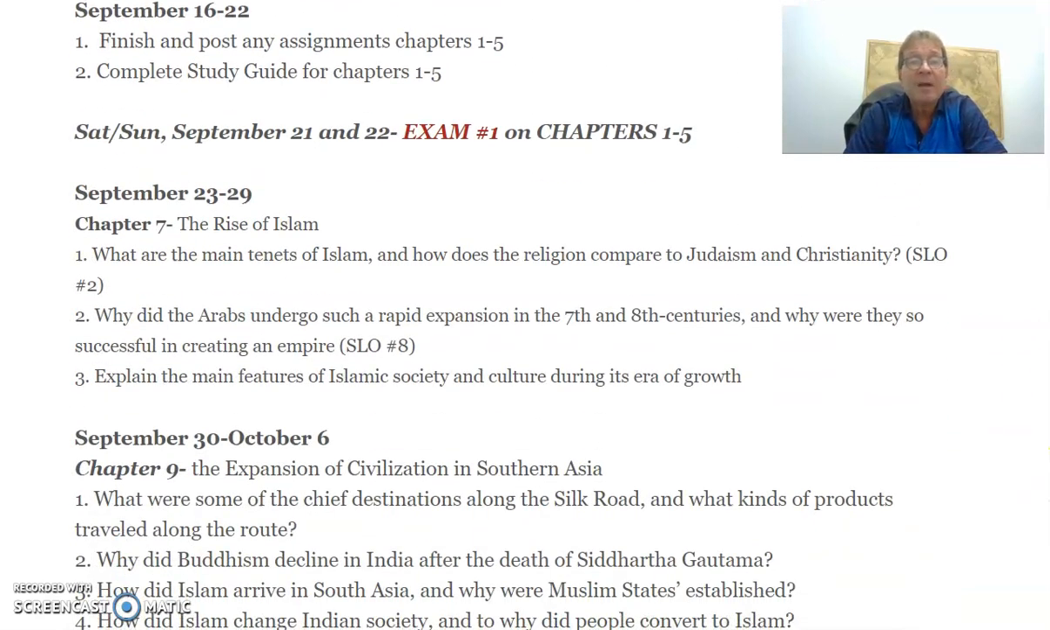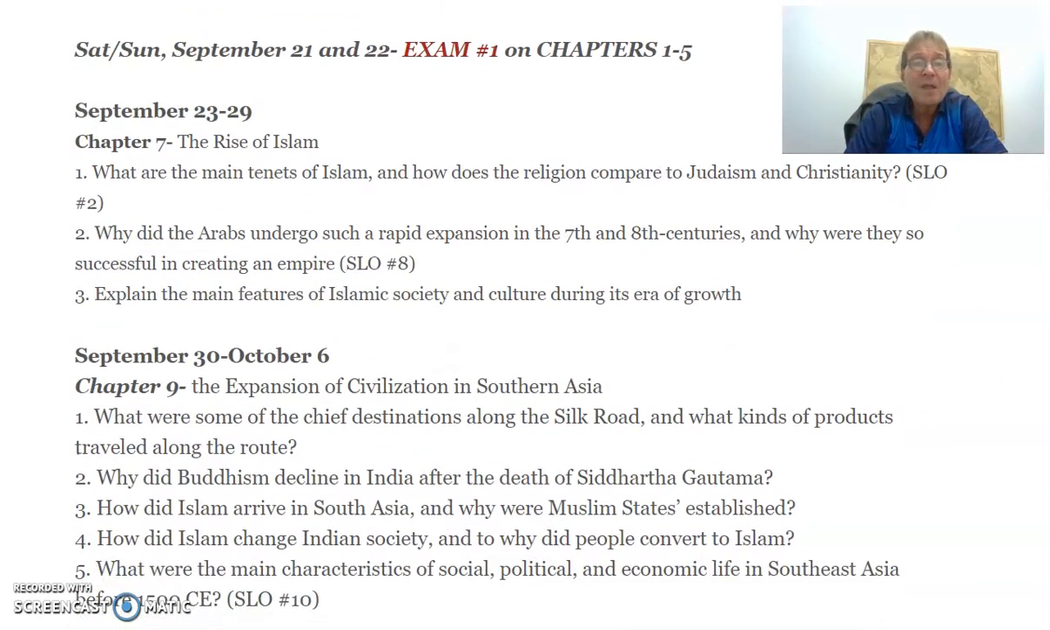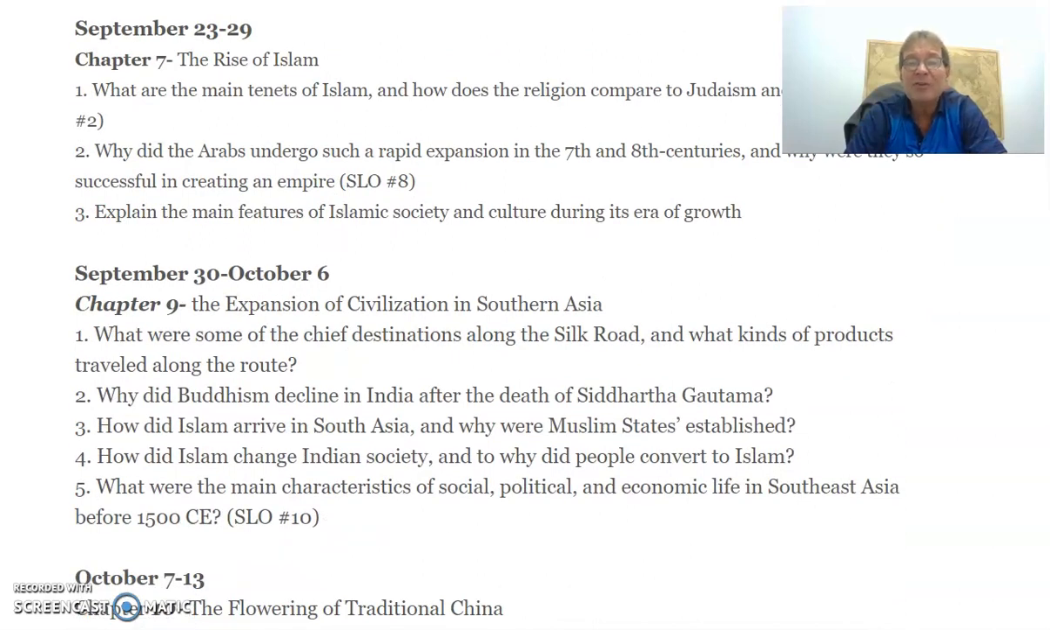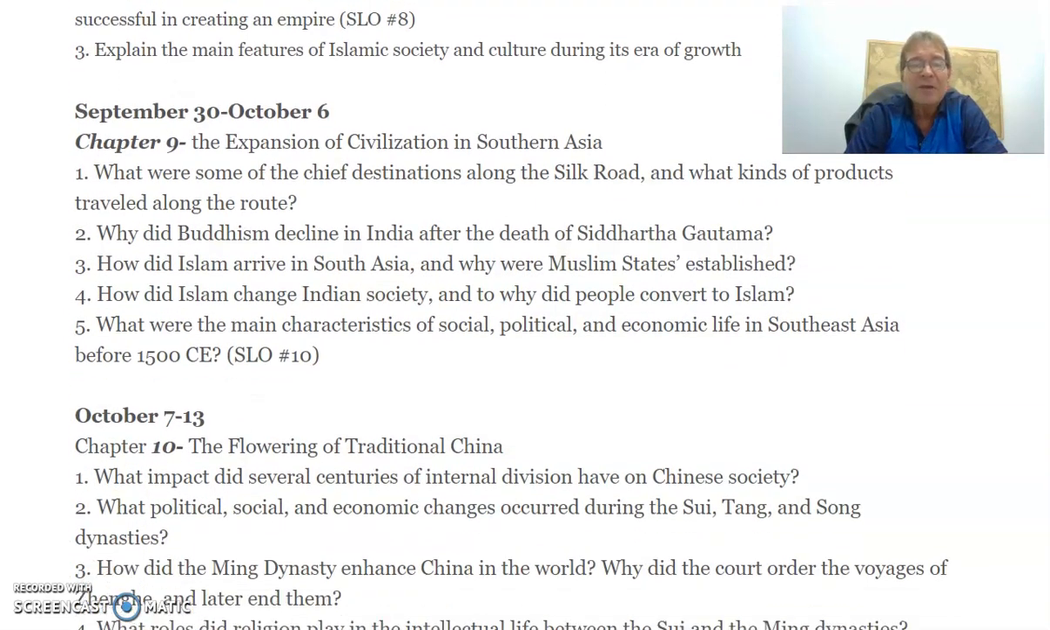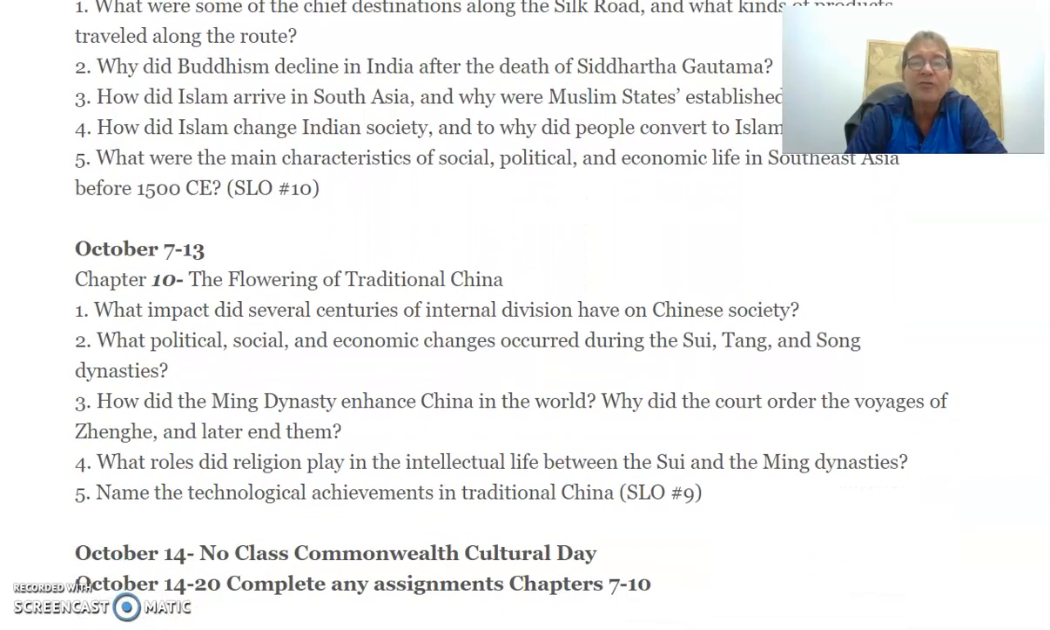And we do the Muslim empires. Then chapter 9, the expansion of South Asia, which is basically ancient Indian history, the arrival of Islam in South Asia. Then we do the flowering of traditional China and the Ming Dynasty and all the explorations they did. That's a very interesting chapter, chapter 10.